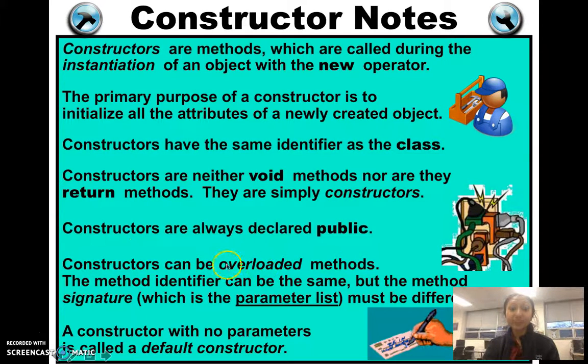Constructors can be overloaded methods. The method identifier can be the same, but the method signature, which is the parameter list, must be different. A constructor with no parameters is called your default constructor. So this is a summary, you guys, of constructors. Pause right here if you want to still read it, okay? Because these are all important key facts that you'll need to remember about constructors.